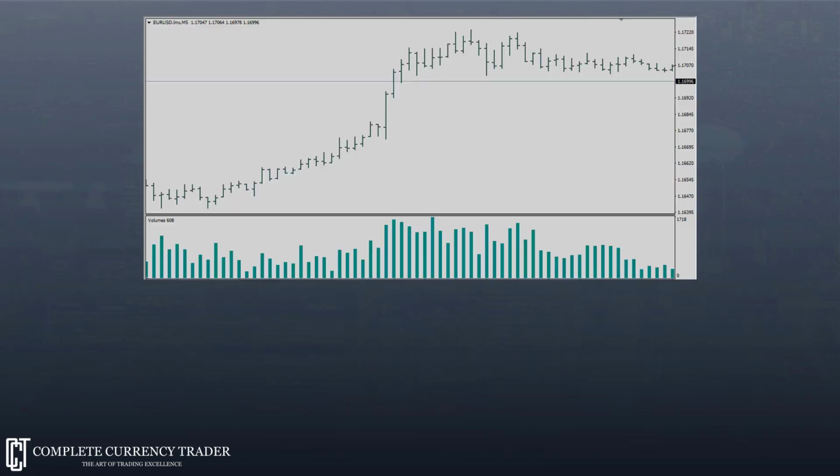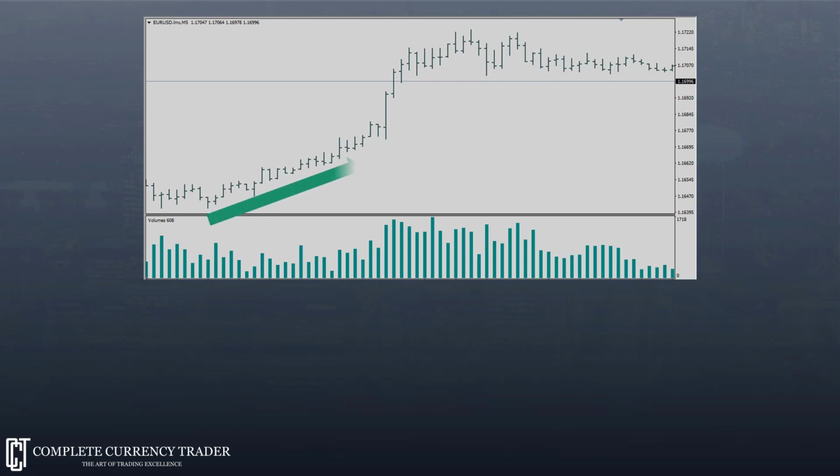So let's just go through an example. Here we've got the Euro US dollar, and I'm going to start with just a regular tick volumes indicator, which is just telling us the order activity when orders are submitted or removed from the market. This is basically all an amateur trader has available.